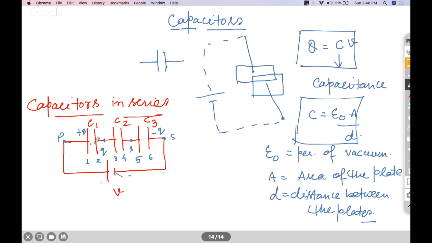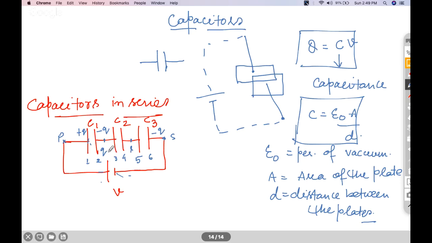Now, by induction, I have told that minus Q will go here. So the facing surface of plate 2 will have minus charge to balance it. So I told you how it happens by induction. And then plate 3 is connected to plate 2.